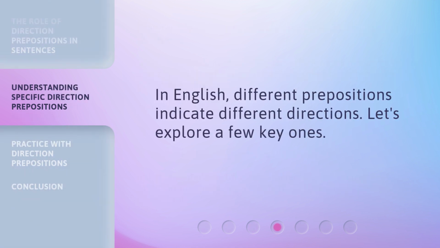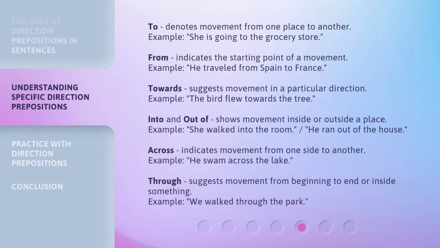In English, different prepositions indicate different directions. Let's explore a few key ones. To denotes movement from one place to another. Example: She is going to the grocery store. From indicates the starting point of a movement. Example: He traveled from Spain to France. Towards suggests movement in a particular direction. Example: The bird flew towards the tree.